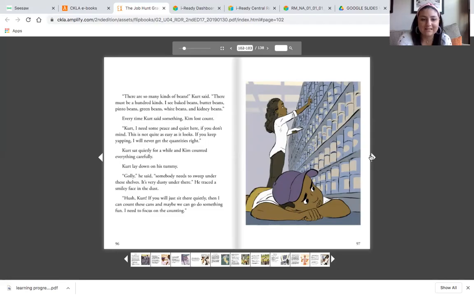Kurt laid down on his tummy. Golly, he said, someone needs to sweep under these shelves. It's very dusty under here. He traced a smiley face in the dust. Hush, Kurt. If you will just sit there quietly, then I can count these cans and maybe we can go do something fun. I need to focus on the counting.